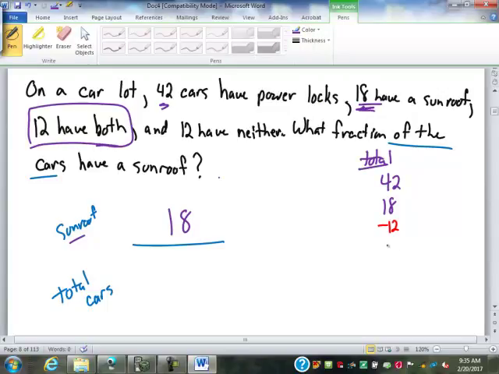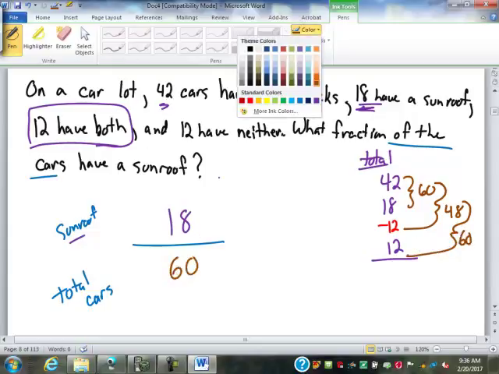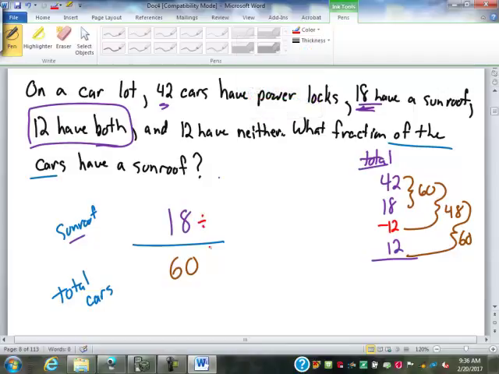And then I have 12 that have neither. So I have 42 and 18 makes 60. Minus 12 is 48. Plus 12 is 60. So there are 60 total cars. Both of which can be divided by 6. So I get 3 out of 10. So 3 out of 10 cars have a sunroof.